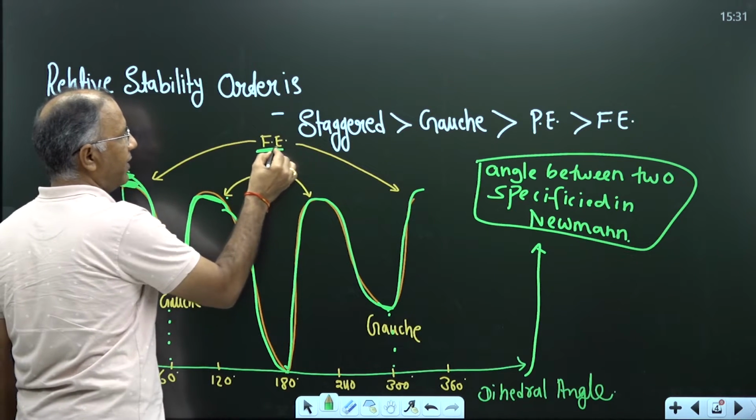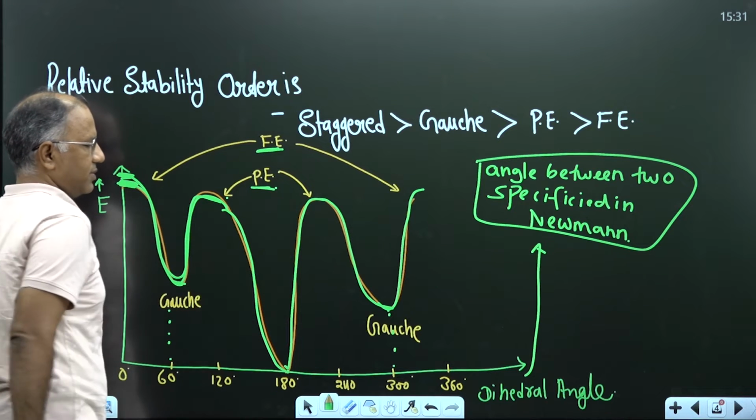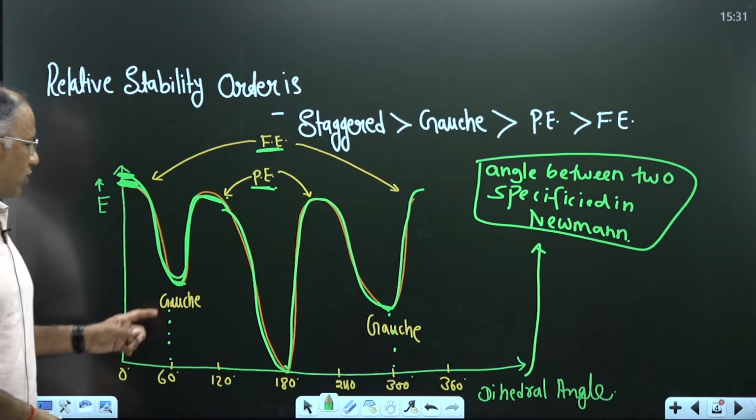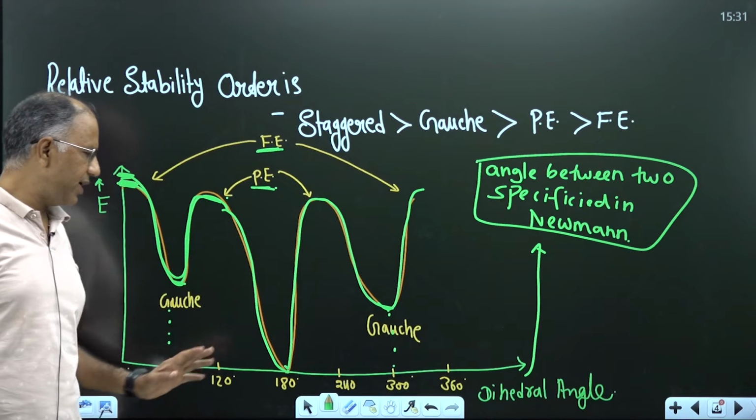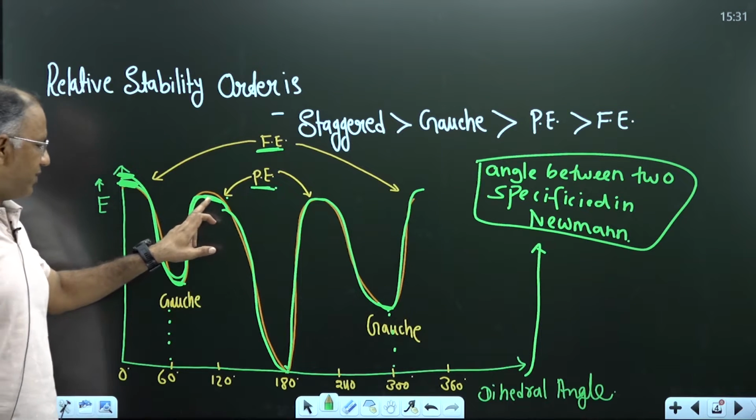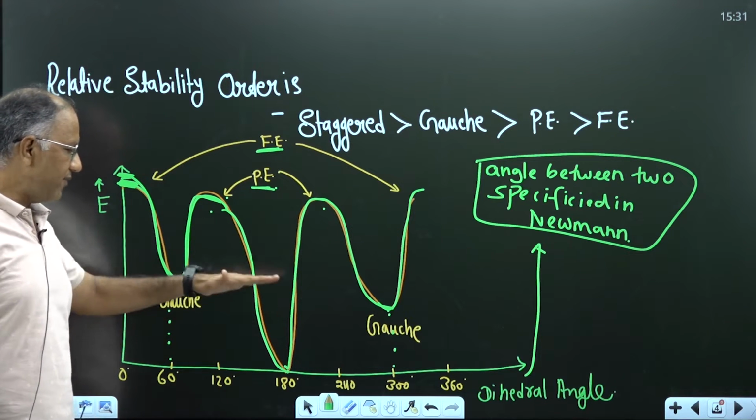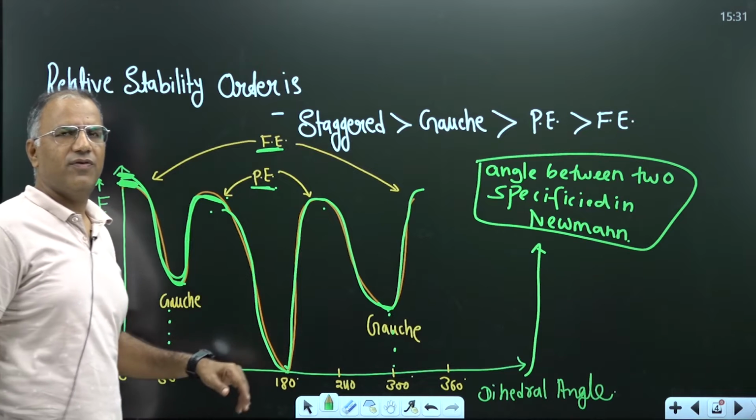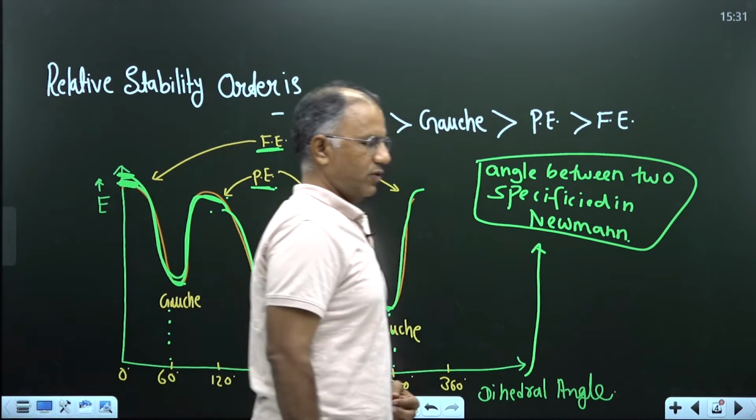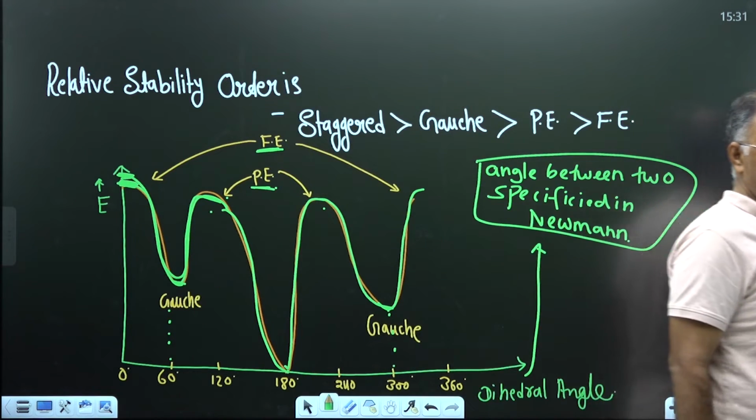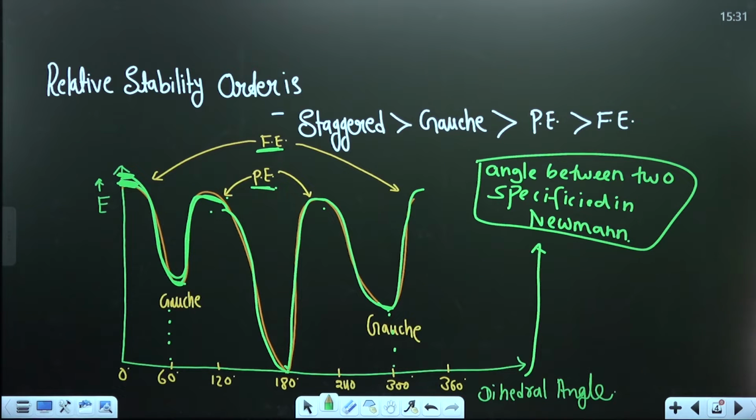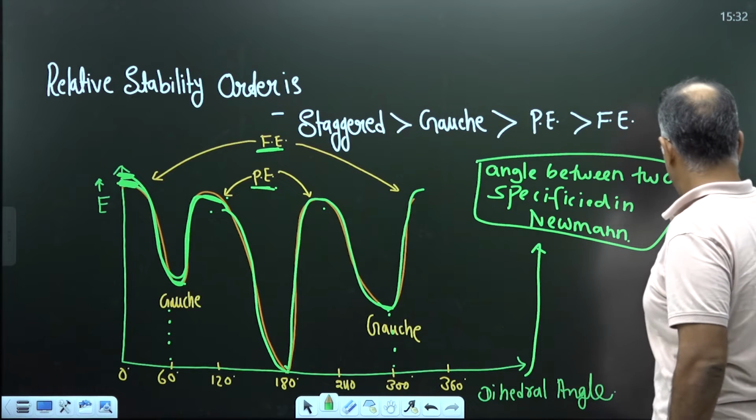Fe means fully eclipsed, P means partially eclipsed. So we will get the gauche conformer at 60 and 300 degree. We will get partially eclipsed at 120 and 240, and at 180 degree it will be a staggered conformer. So first of all, write this down, draw this energy diagram. Got it?